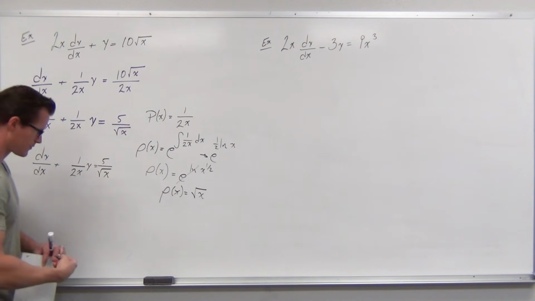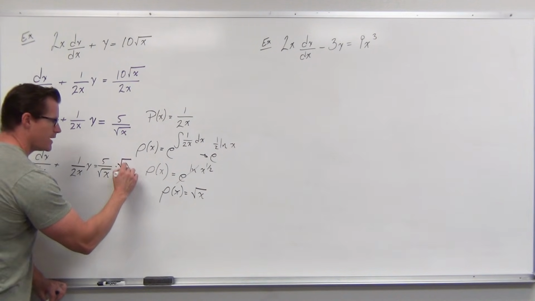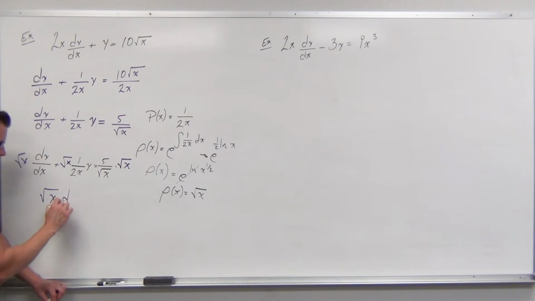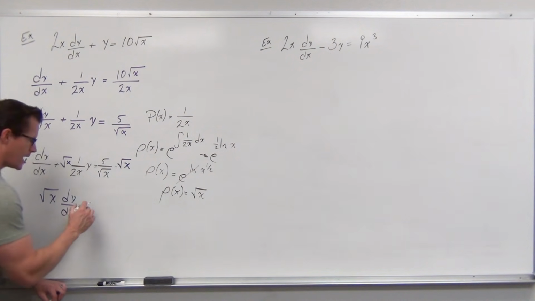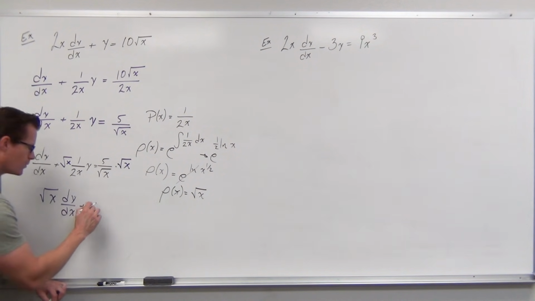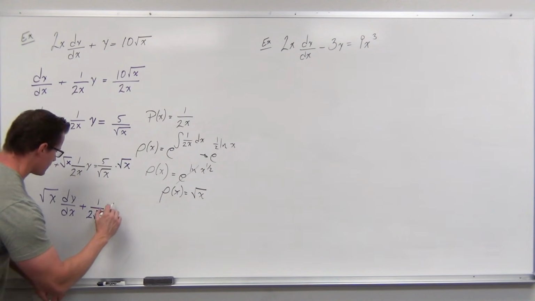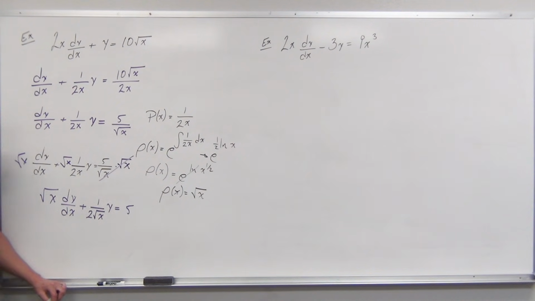So we take everything and we multiply both sides, so every single term, by the square root of x, and by the square root of x, and by the square root of x. And we get this whole square root of x dy dx, no problem. Plus, if we simplify that, we're going to have 1 over 2 square root of x y, equals just 5. That's gone.